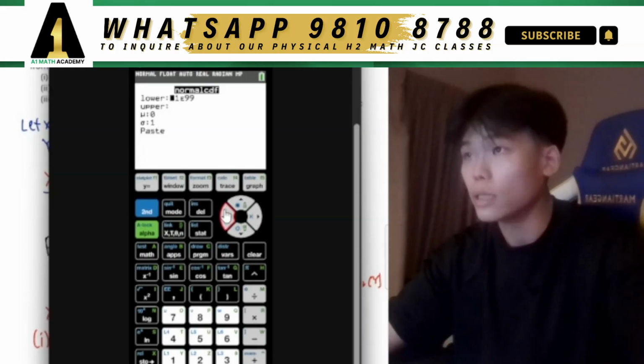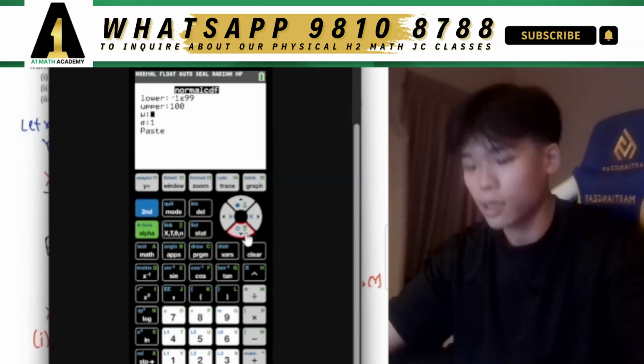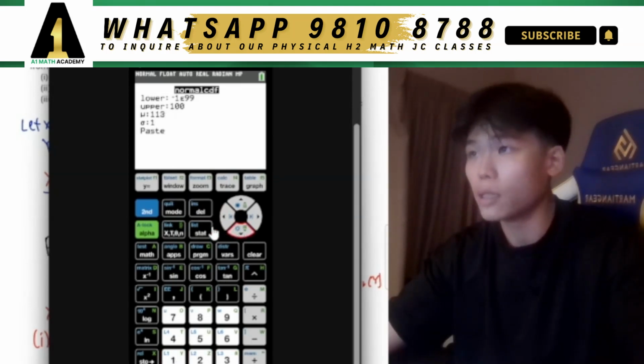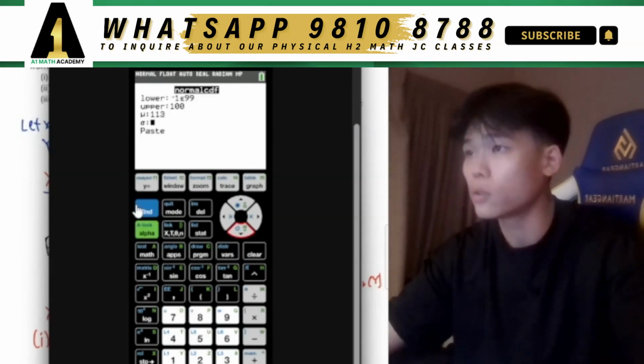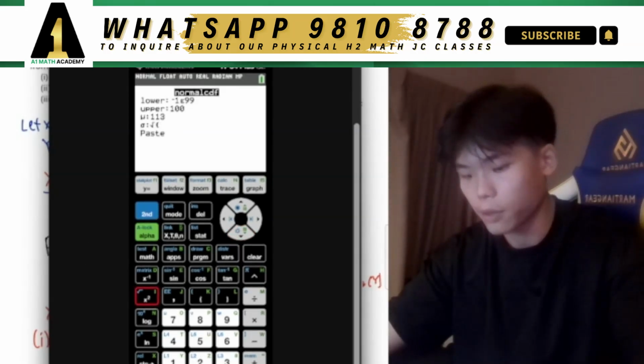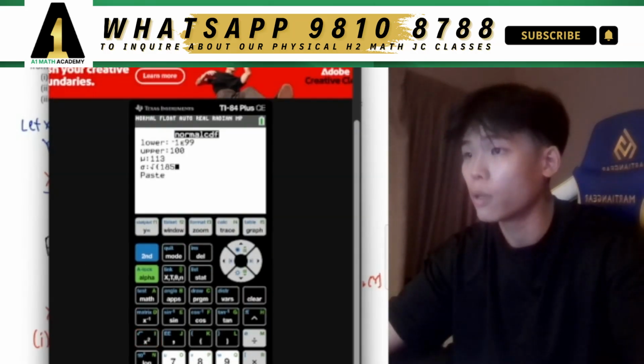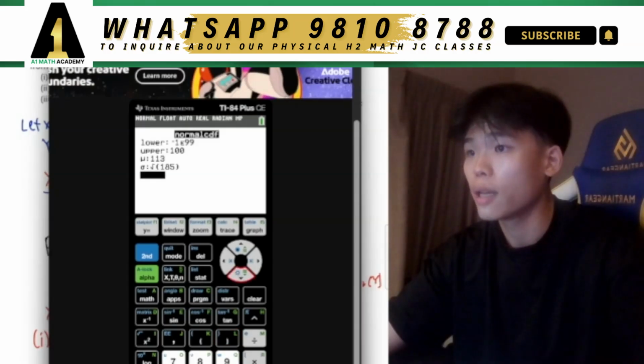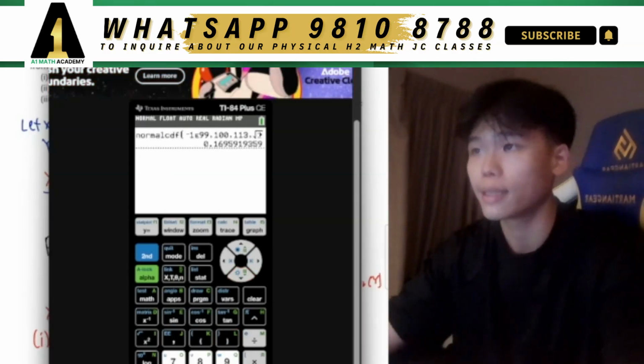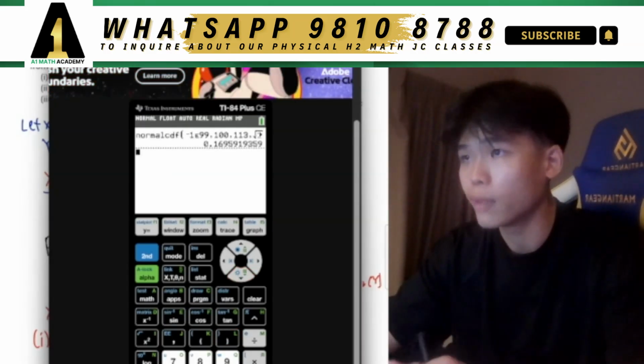Our upper value is now 100, so 100, 100. Then the mean value is now 113, 113. And this over here is the standard deviation, so you need to square root the variance, right? And the variance that we got earlier on was 185. 185. You close it, paste, enter, enter. 0.16959 dot dot dot.